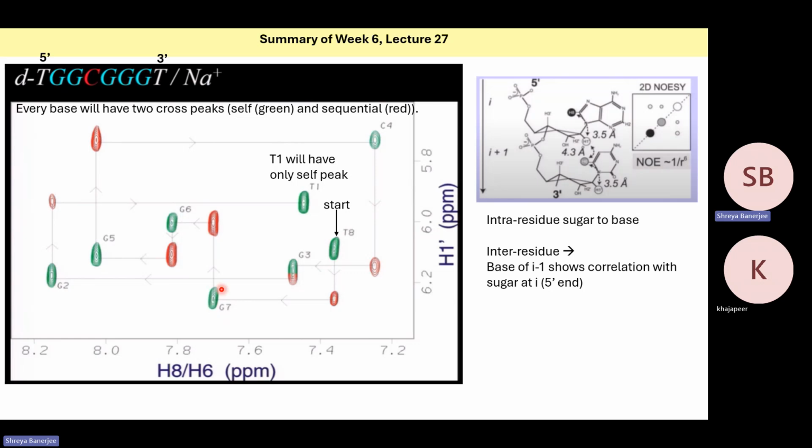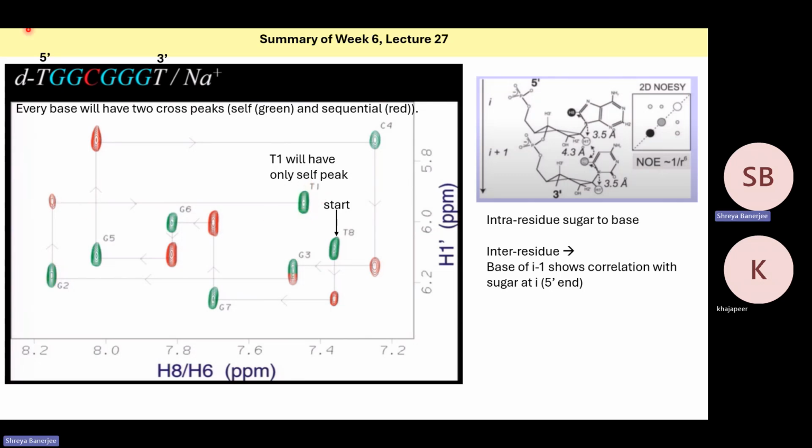So we will know that the seventh residue is G. Then we will move to the next. From the self peak, we know it is G. Then from here, we will move till we find another cross peak. As soon as we encounter the cross peak, we can move horizontally and find the self peak, and the self peak will tell us this is another G. Similarly, you can move through the entire sequence. So from G6, you will get G5, from G5, C4, then G3, then G2, and finally T1.